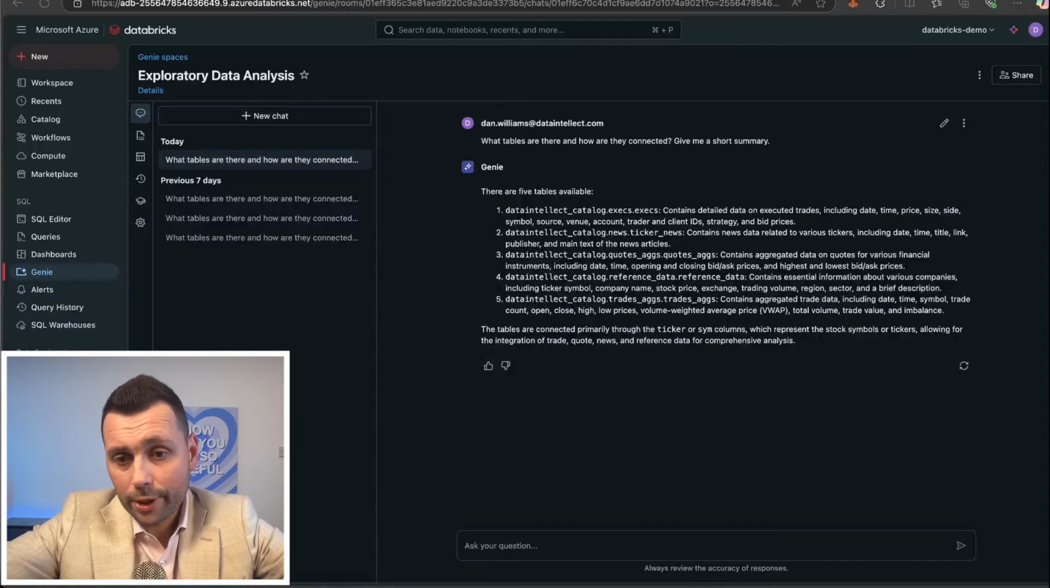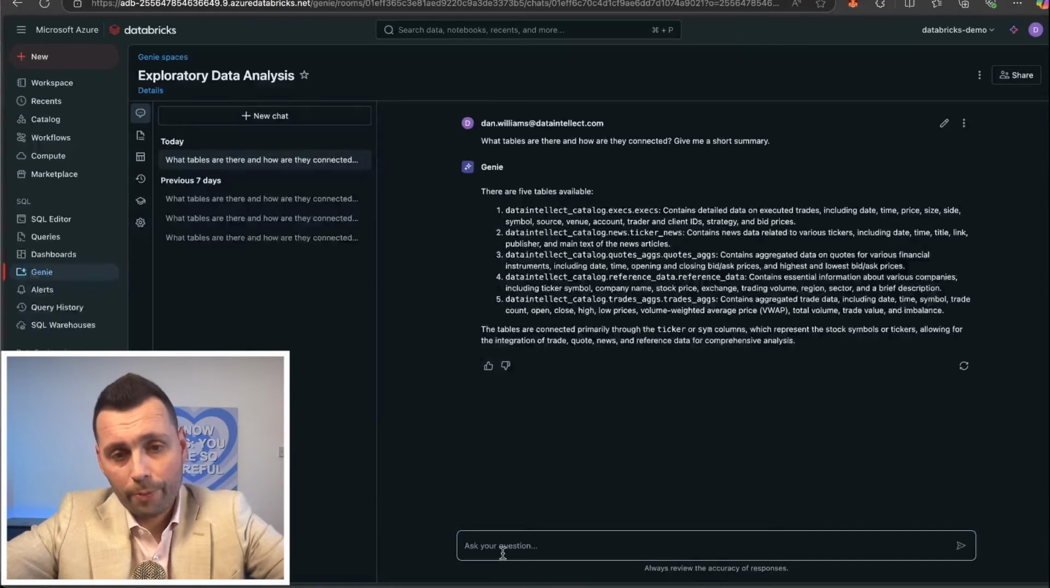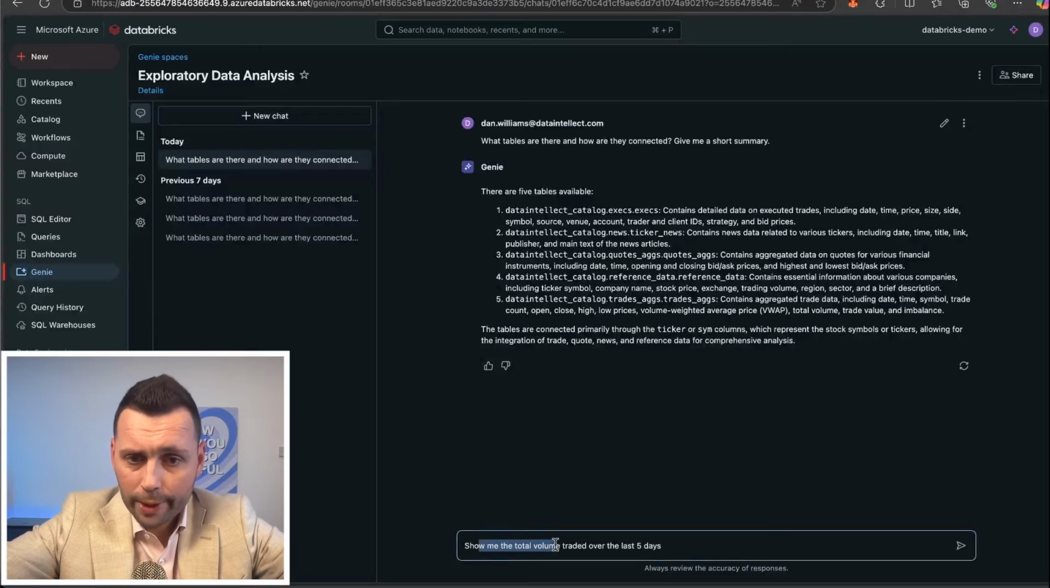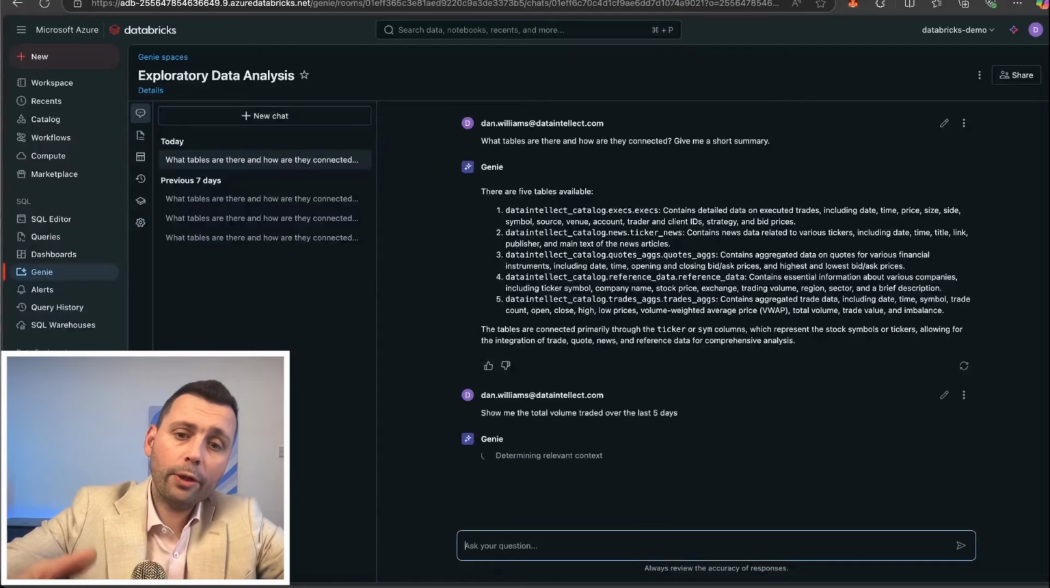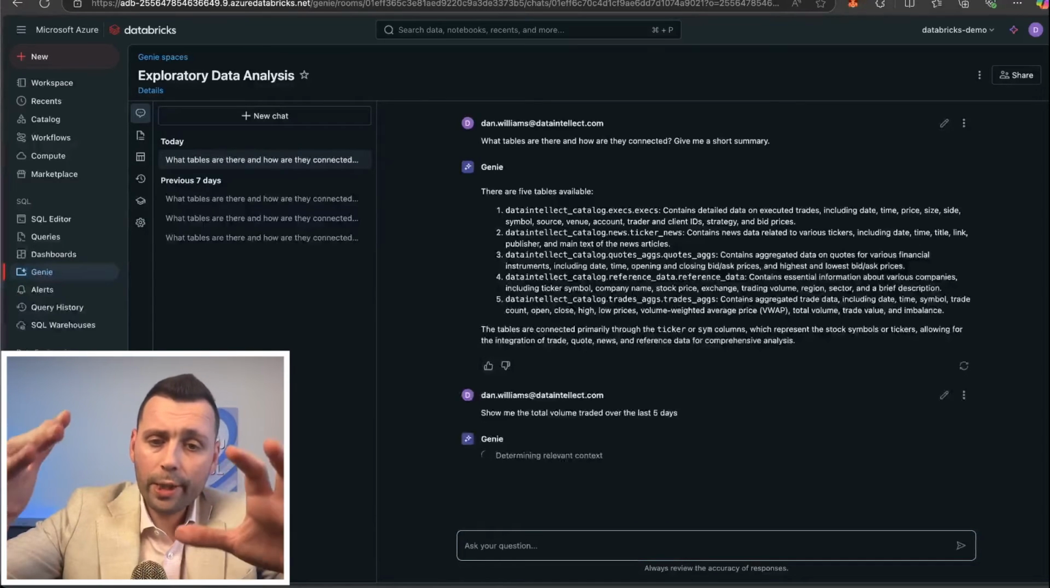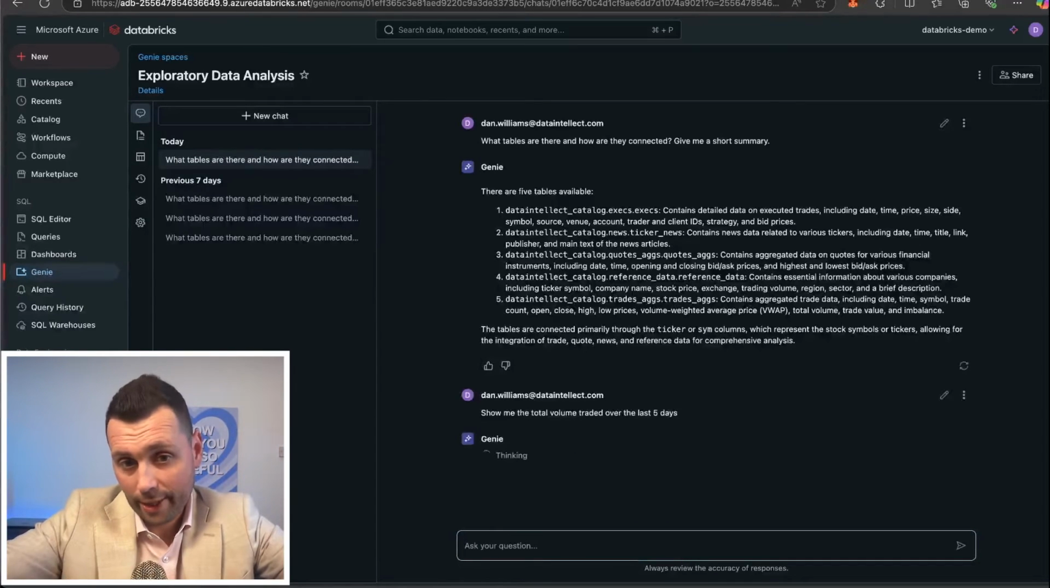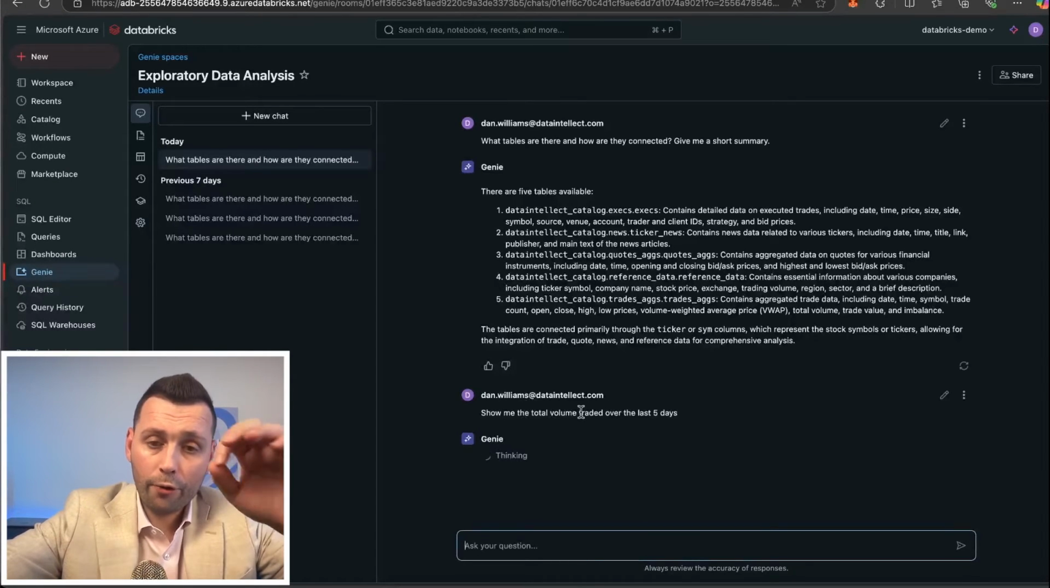Now the next question that I'm going to ask it is to perform a simple aggregation. So show me the total volume traded over the last 5 days. The reason why I'm asking it over the last 5 days is because we only have 5 days' worth of synthetic data. So Genie is going to show us the total volume traded over this period.